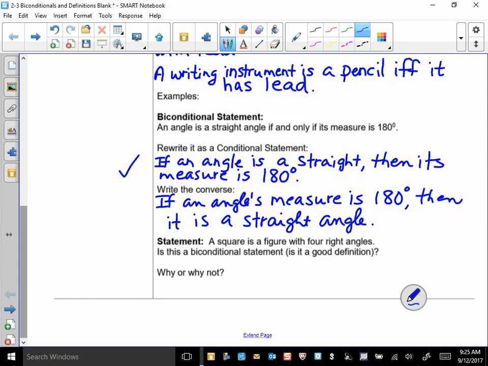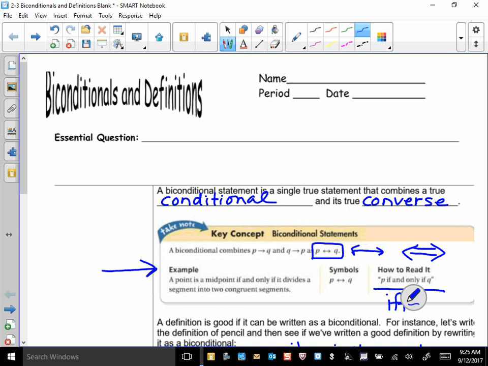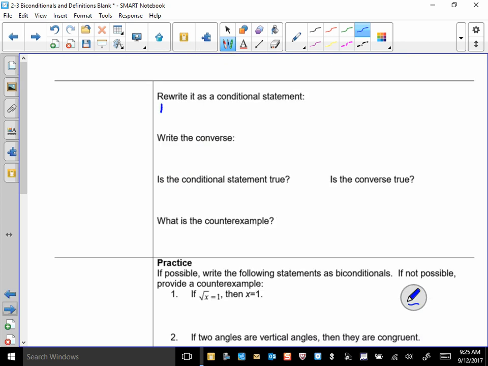Well, let's go to the next page and answer these questions before we do the why or why not. So rewrite it as a conditional statement. I've got to remember what it was first. A square is a figure with 4 right angles. Okay, write it as a conditional. So I'm going to say if a figure is a square, then it has 4 right angles.